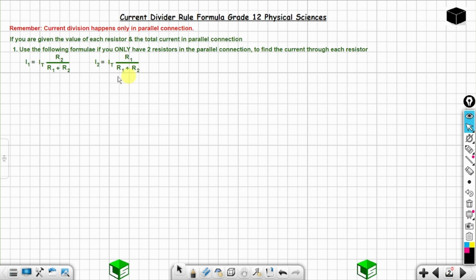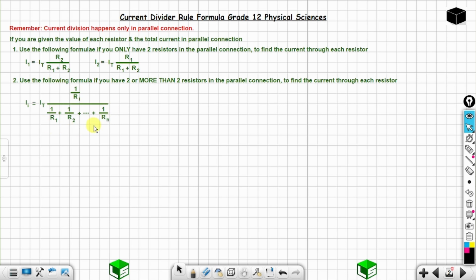We are going to see how to use these formulae. Now number 2: use the following formula if you have 2 or more than 2 resistors in the parallel connection to find the current through each resistor. We are going to see how to use this formula. Let's see an example.